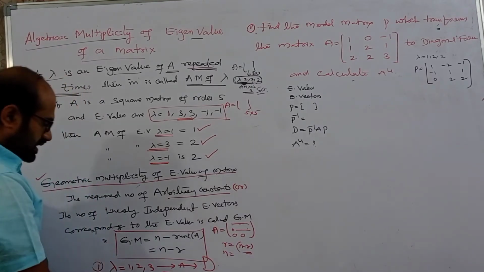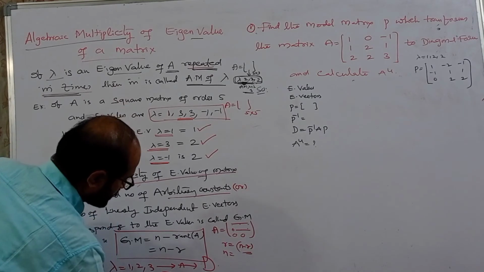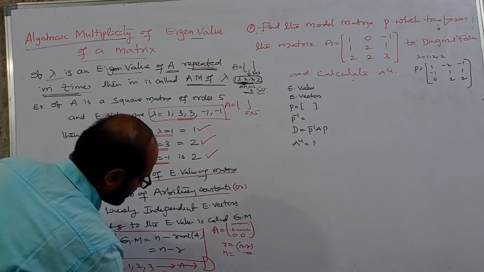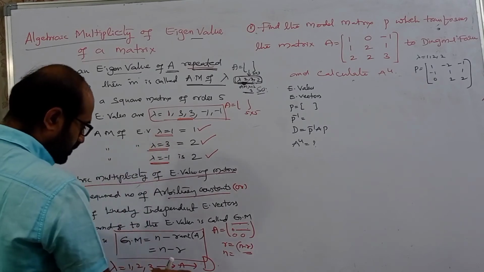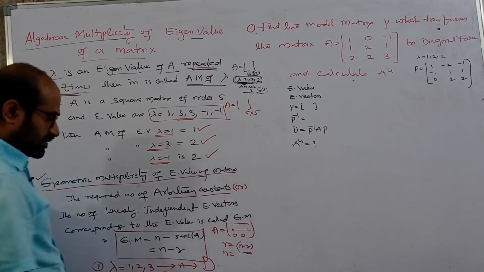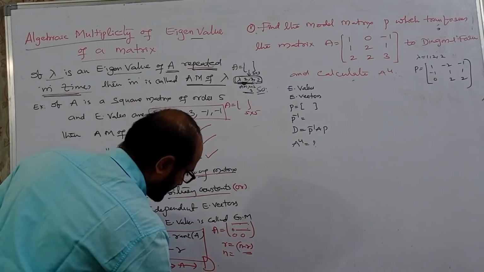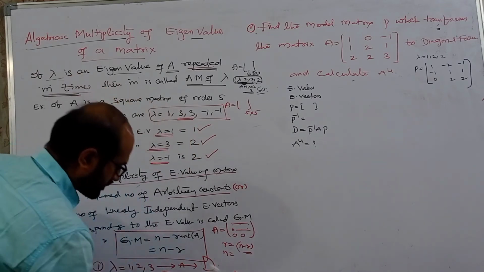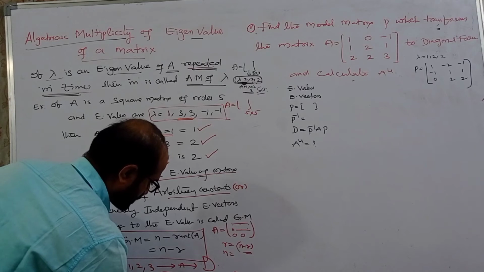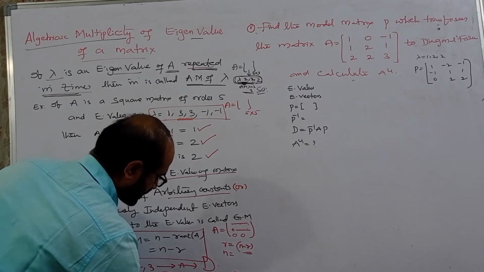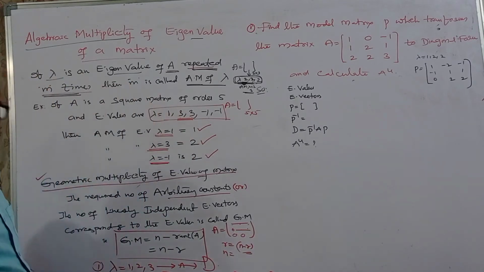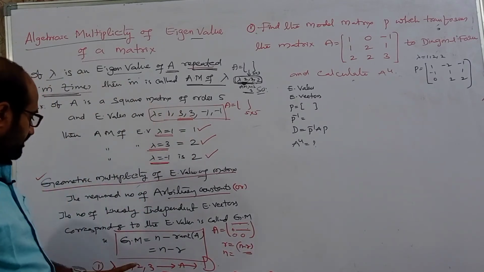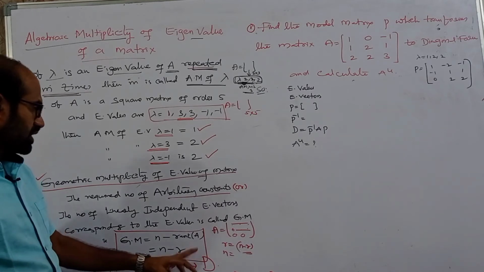So if eigenvalues are repeated, then you should check whether AM is equal to GM or not. The algebraic multiplicity of that particular eigenvalue is equal to the geometric multiplicity of that eigenvalue. If AM equals GM, then automatically the matrix is diagonalizable. In case AM is not equal to GM, then it is not diagonalizable. Understood? So if eigenvalues are distinct, then it is diagonalizable compulsorily.